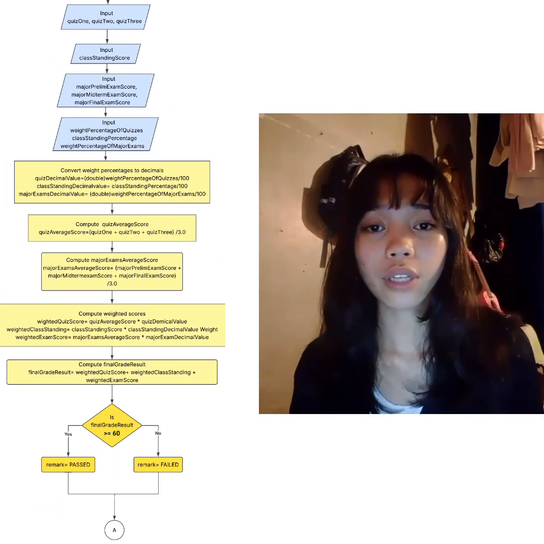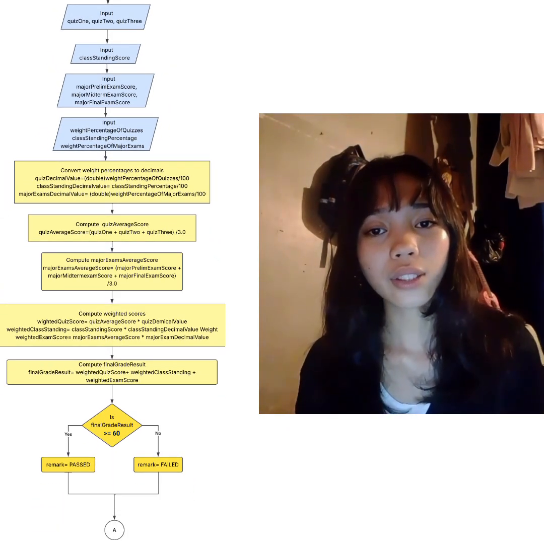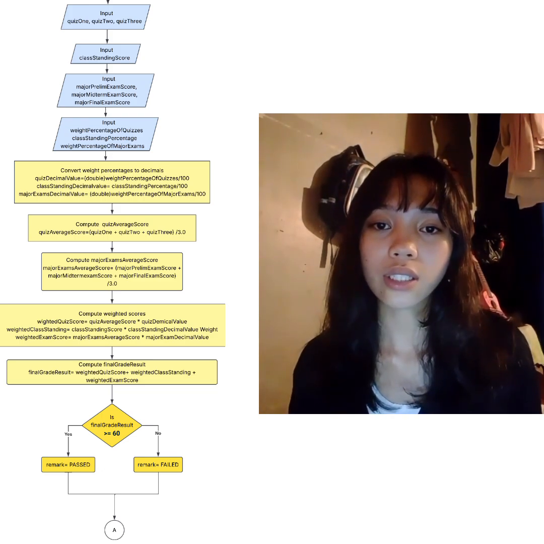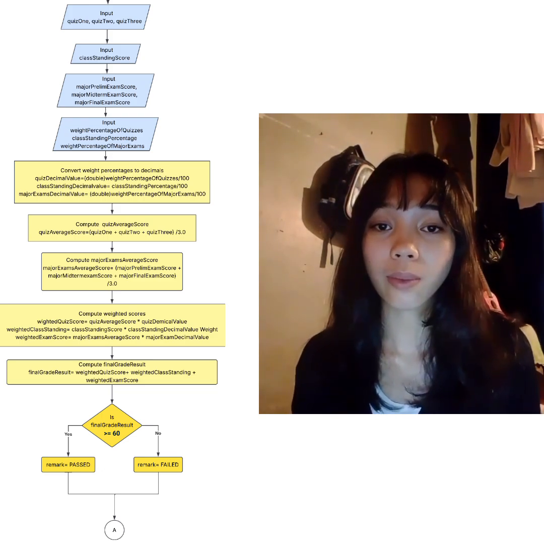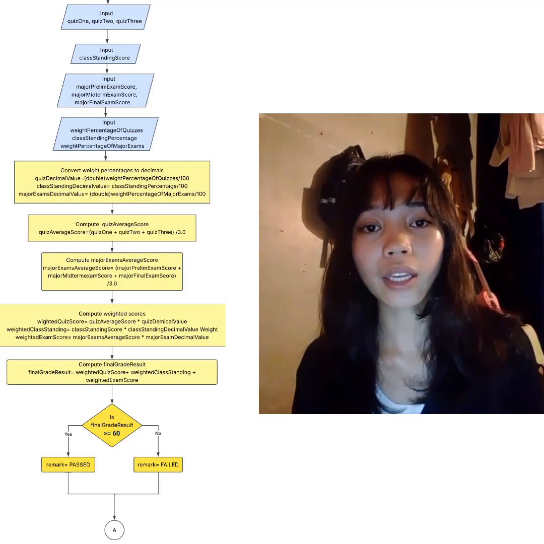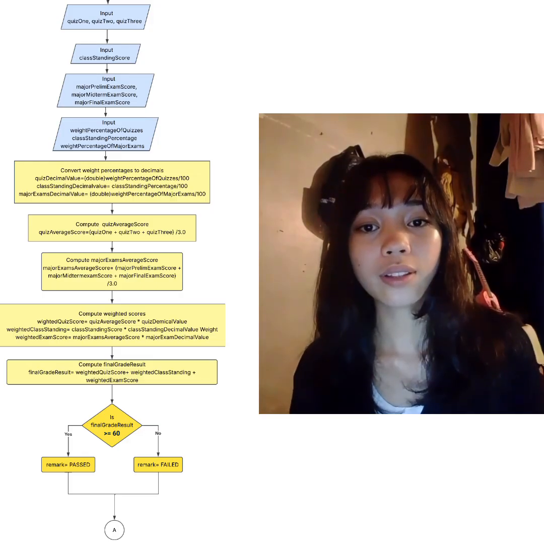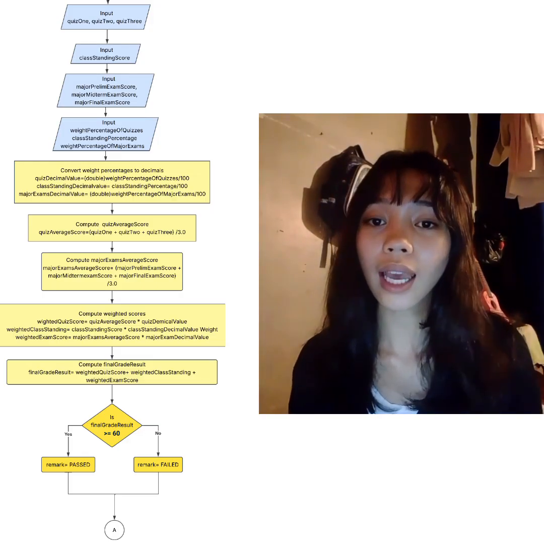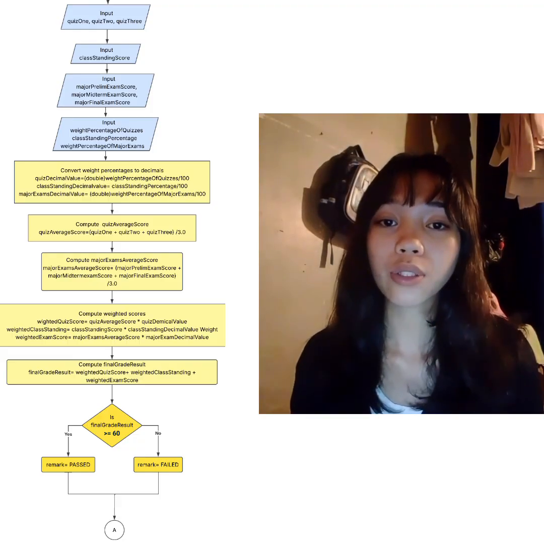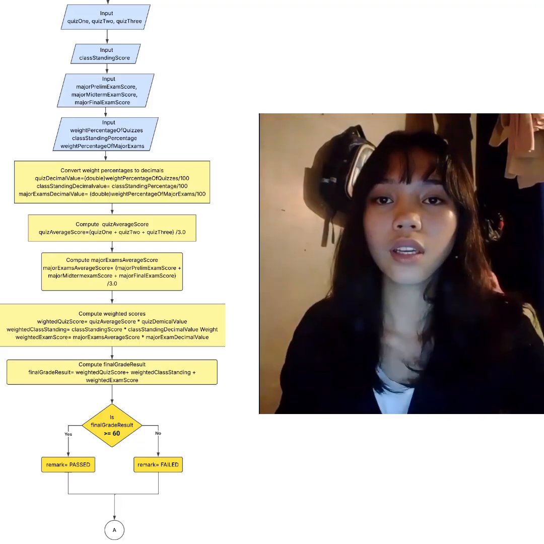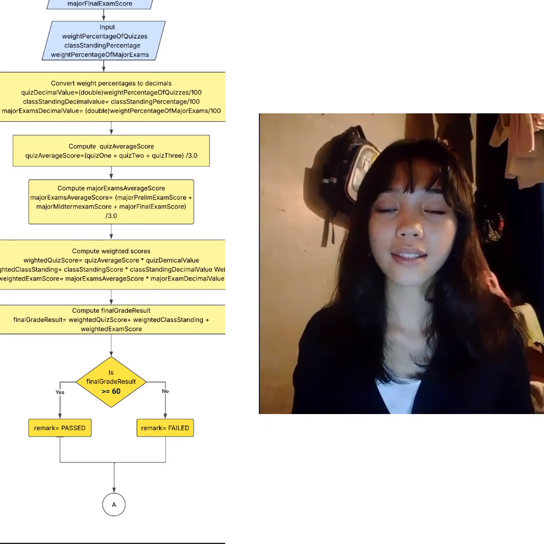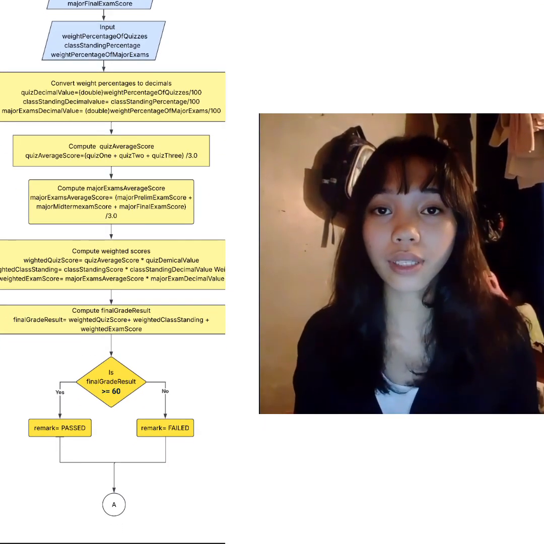After getting both averages, the program calculates the weighted scores. The quiz average is multiplied by the quiz decimal weight. The class standing score is multiplied by the class standing decimal weight. And the major exam average is multiplied by the major exam decimal weight. After computing all the weighted scores, the program adds them together to get the final grade result.